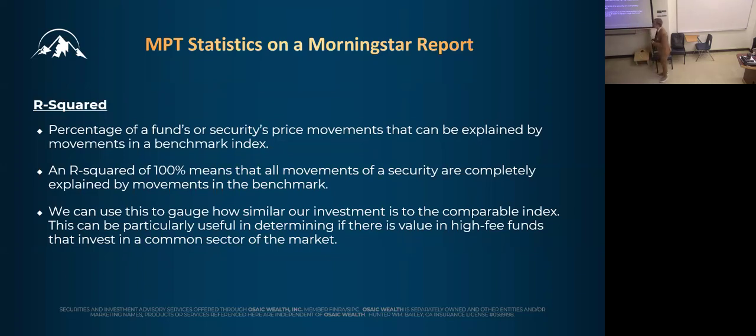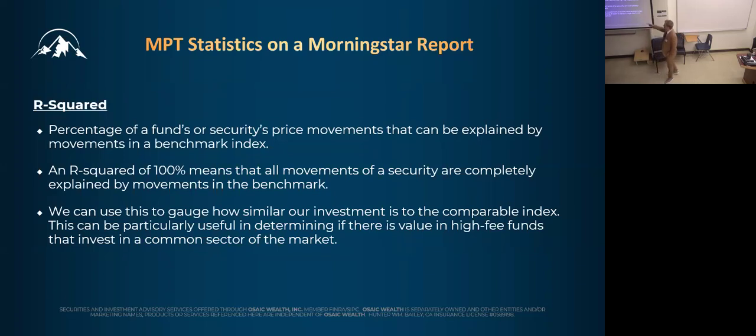Because if the market just had a big up day and it happened to influence this because it was included in an index, then I can't really say that that's some extra return. So an R squared of 100% means that every single movement of a security is completely explained by movements in a benchmark. For example, if I have an index fund and the index, the R squared of that index fund is going to be 100% because everything happening in that fund is explained by everything happening in the index that it's recreating.